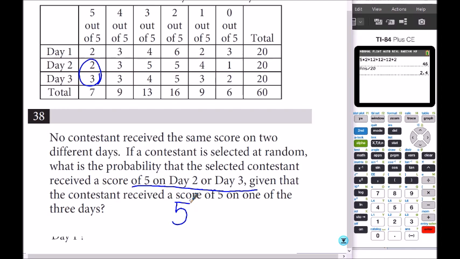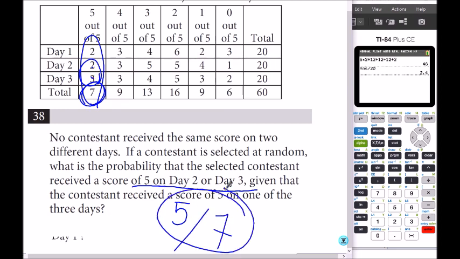Given that the contestant received a score of 5 on one of the 3 days. So one of 3 days. There are 7 total, but day 2 was 2, day 3 was 5, so it's 5 out of 7. 5 over 7 is the answer.